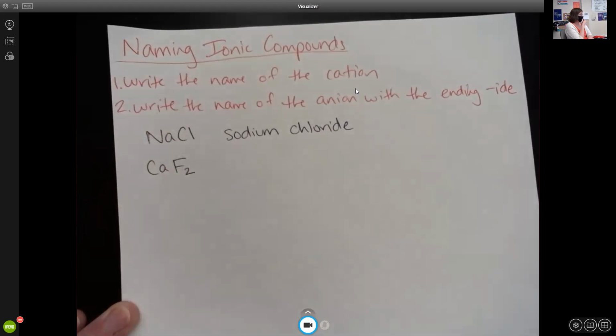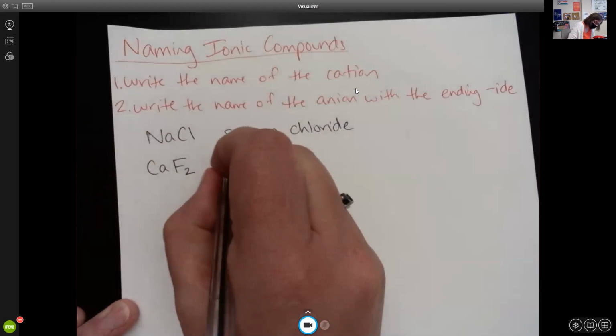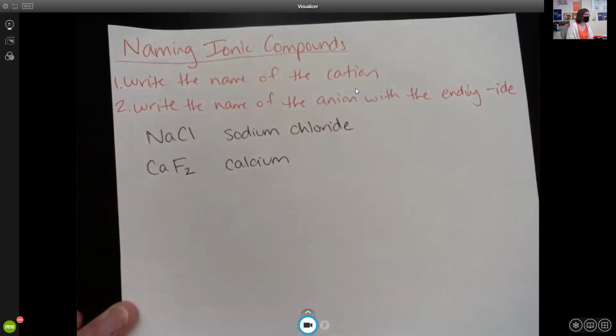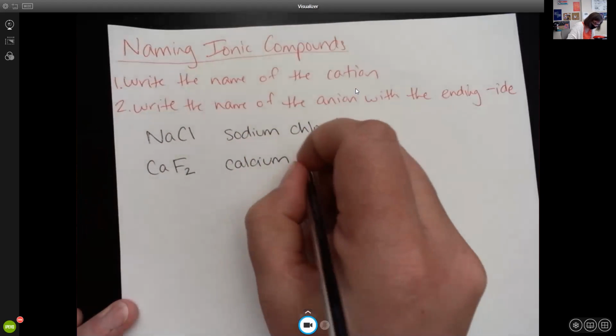So here's another compound, CaF, with a little subscript 2. That means it has 1 calcium, 2 fluorines. I want you to try to name that one, see if you can figure it out without me. What's the name of the first element? Calcium. And instead of fluorine, what are we going to write? Fluoride.